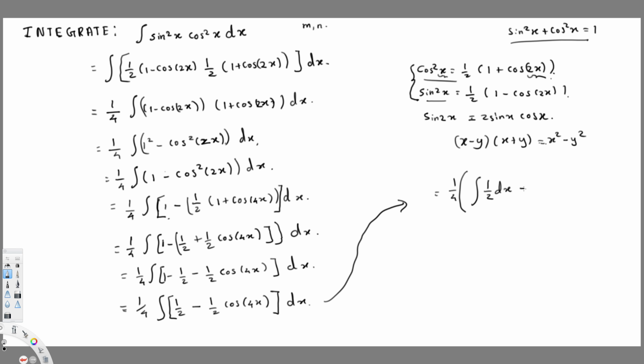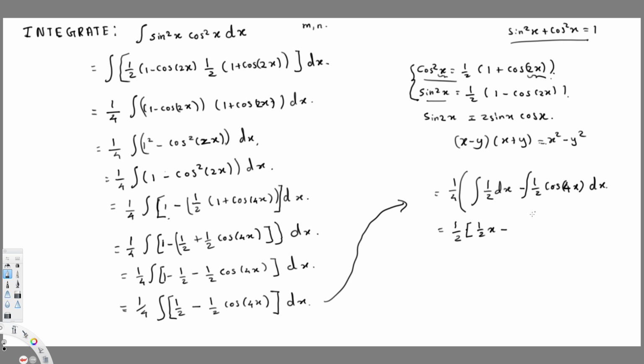And the next one is going to be half cos integral of half cos 4x dx. For this one we have to do something. So if I integrate this one right here, this is just going to be half times x, because integral of dx is just x. So this is going to be half times, in the bracket, half x minus, for this one what I can do is the u substitution.